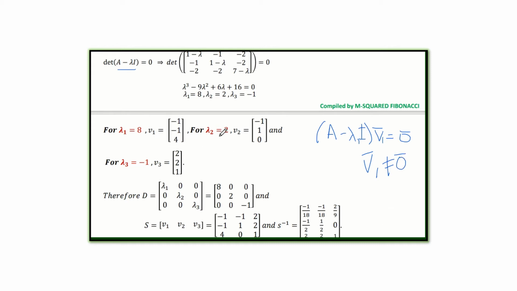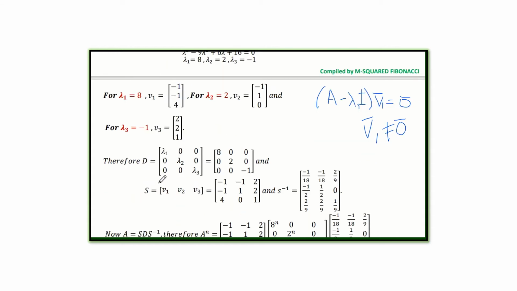So you do the same process for each lambda. For lambda 2, you do the same process. You just substitute here, and instead you now put v2. You solve for v2, and then you're going to find that your eigenvector here is going to be minus 1, 1, 0. You do the same process for lambda 3, and you get this as your eigenvector.